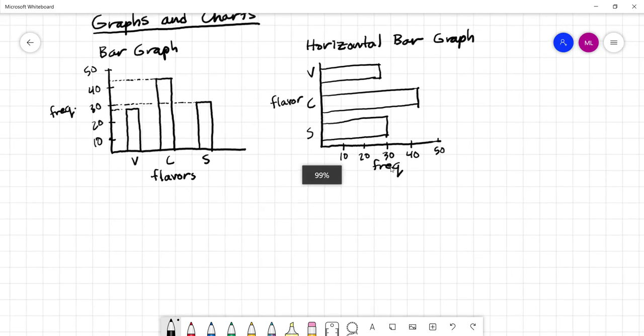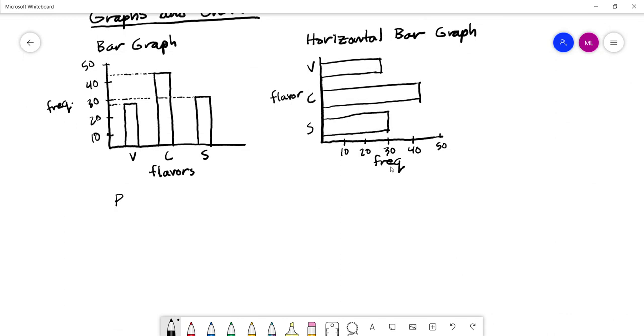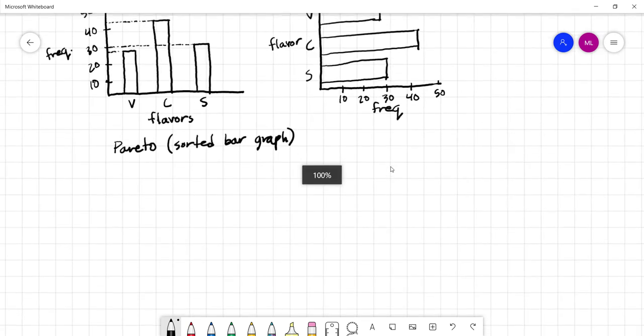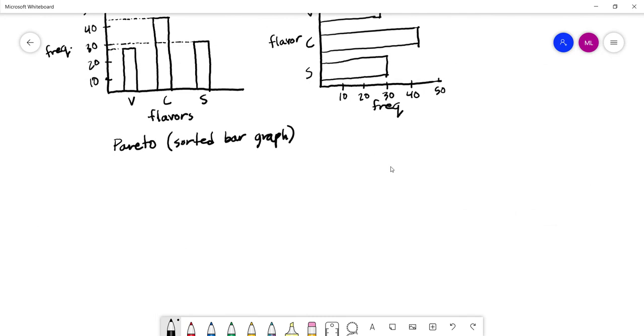The next type of graph that you might not have heard of is called a Pareto graph. It is another variation on a bar graph. A Pareto graph is just a sorted bar graph. So basically, we take the heights of the bars and we sort them either from shortest to tallest or tallest to shortest. So we are sorting from lowest frequency to highest frequency or vice versa. Doesn't matter. Both of those are referred to as Pareto graphs. So in this case, it'd be the same picture that we just had. Above, we'd have our flavors, we'd have our frequency.